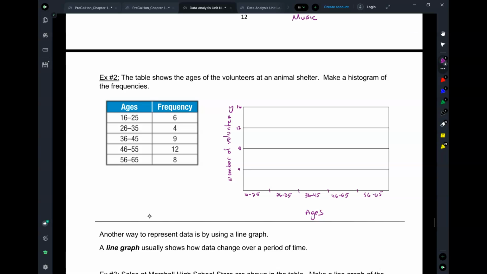Okay. We could have also gone up by 3s and so on. Okay, so this is 0. All right, so 6 people from 16 to 25. So that's here, halfway. Yay. 26 to 35, I have 4. 36 to 45, I have 9.